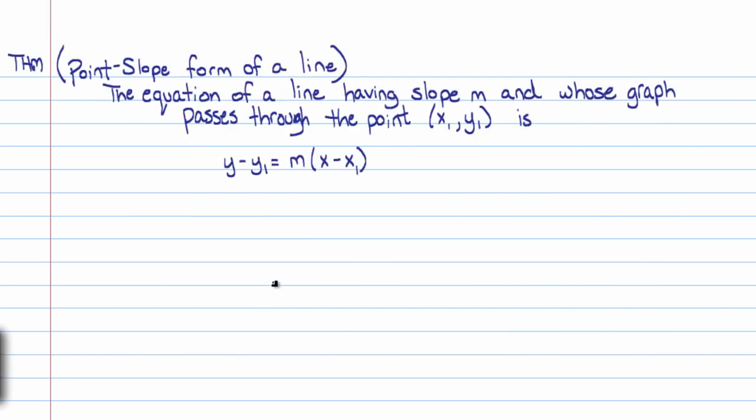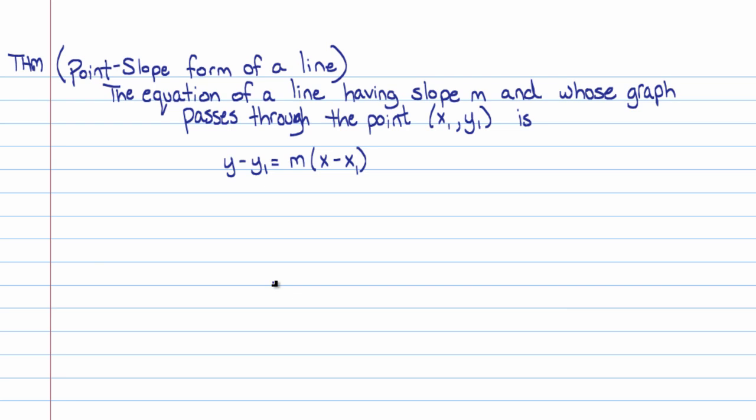So here it is, in grandiose form. The point-slope form of a line is the equation of a line having slope m, which is the common letter we use for slope, and whose graph passes through the point x sub 1, comma y sub 1, where x sub 1 is just a variable and y sub 1 is just a variable. In this case, it's not really a variable actually. In this case, they're constants. They represent some numbers, like x1 could equal 3 and y1 equals 2 or something like that. Anyway, passes through that point.